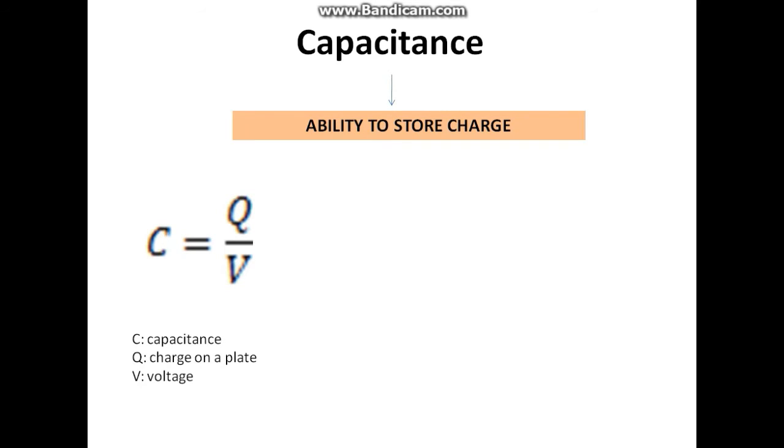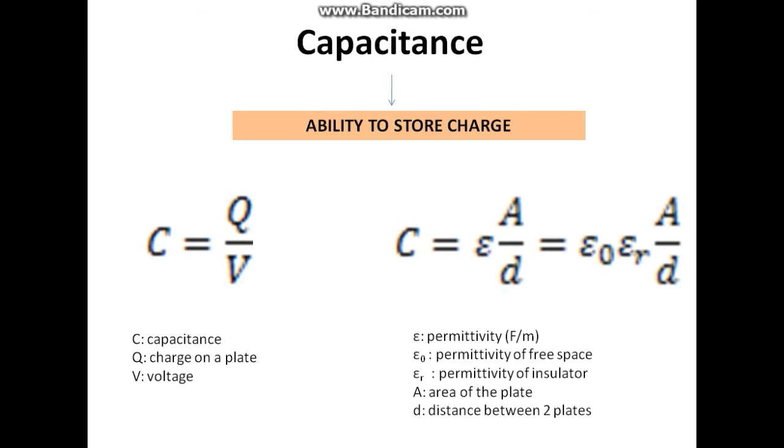V. However, the factors that affect the capacitance are the area of the plate, the distance between two plates, and the permittivity of the insulator. The equation is C equals epsilon 0 times epsilon R times A over D.